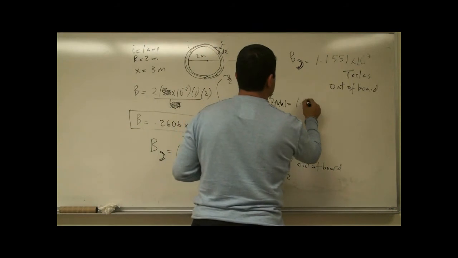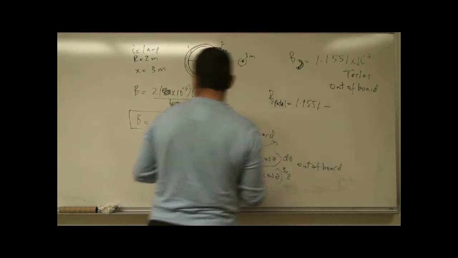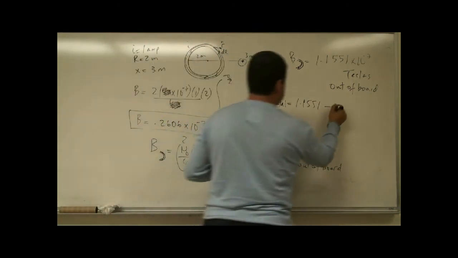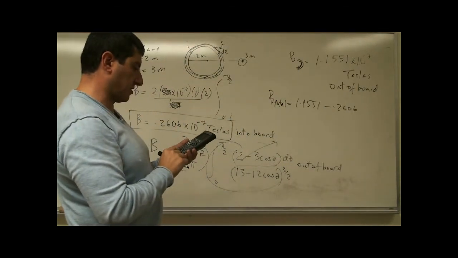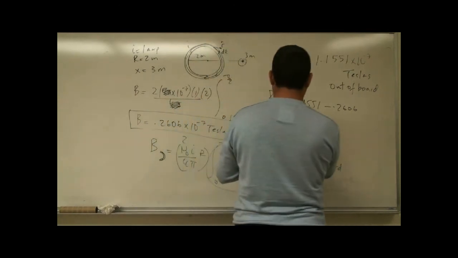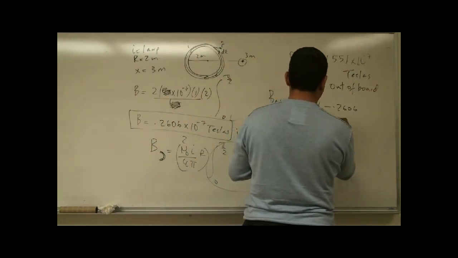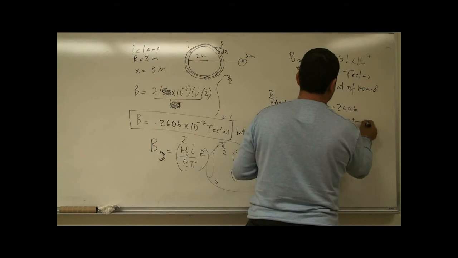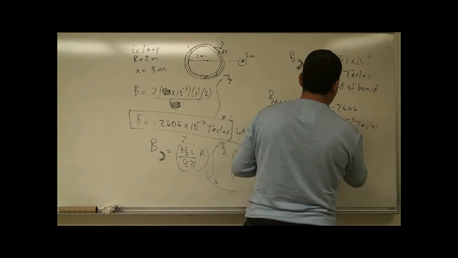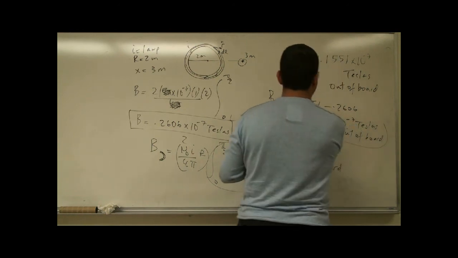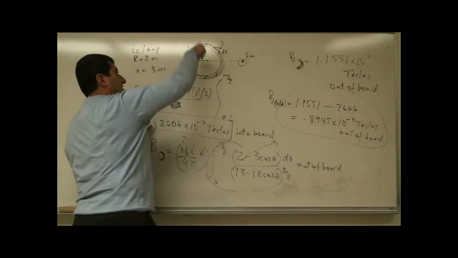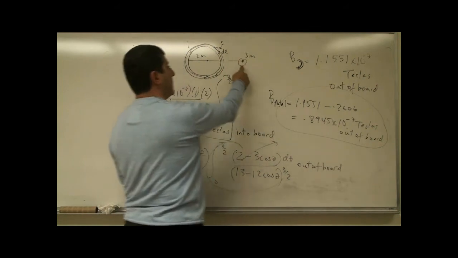1.1551 minus 0.2606. So it's going to be 0.8945 times 10 to the minus 7 Teslas out of board. Right? So the field goes in, wraps around, comes out of the board. The out of the board wins.